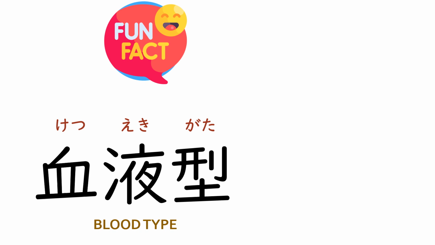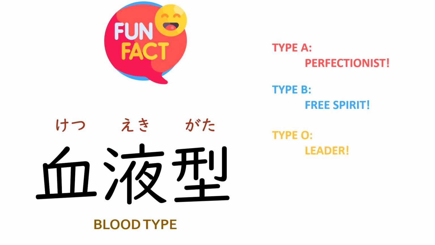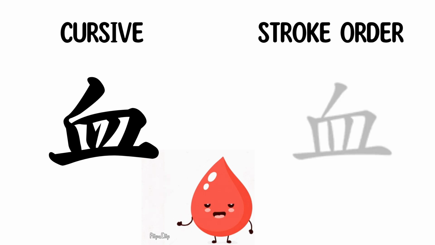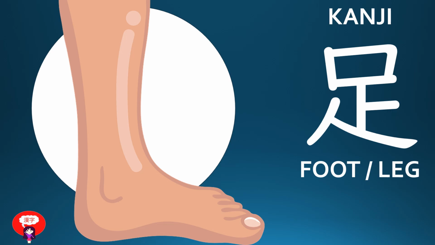Fun fact, do you know? In Japan, people believe your blood type affects your personality. Type A, perfectionist. Type B, free spirit. Type O, the leader. Type AB, the mysterious genius. This kanji has 6 strokes, and now it would be very interesting to know what is your personality based on your blood type. Let's continue doing the kanji for foot and leg.